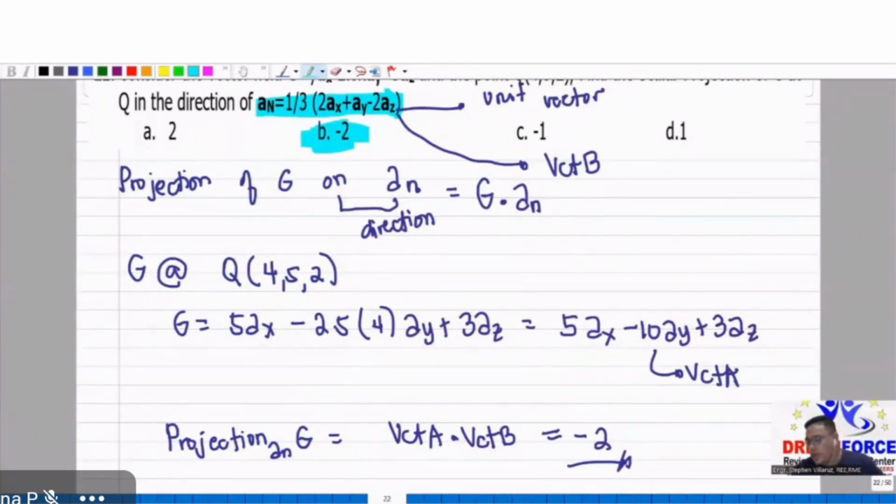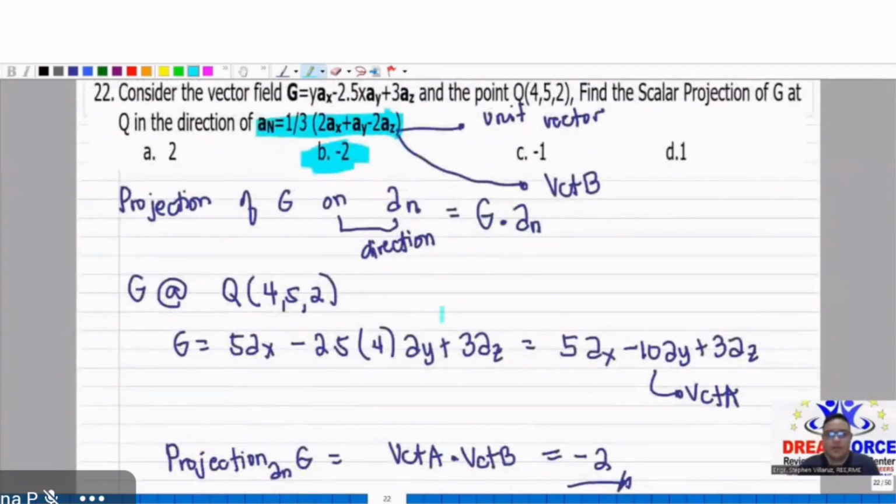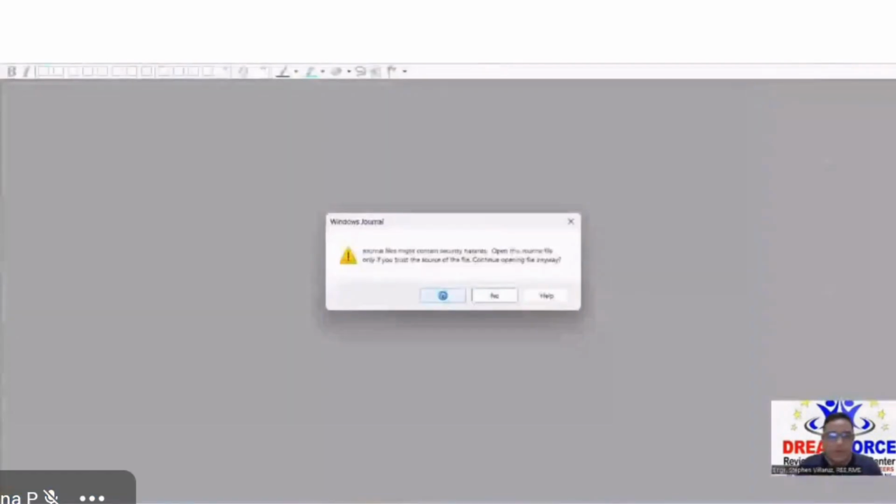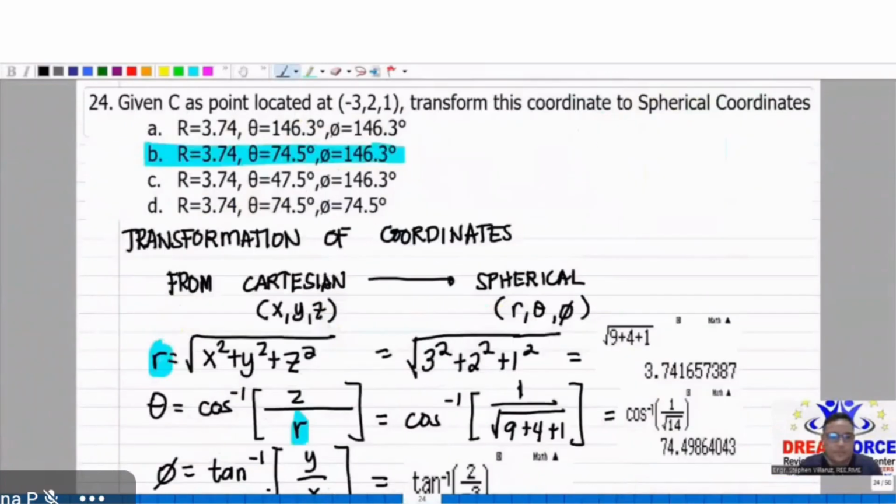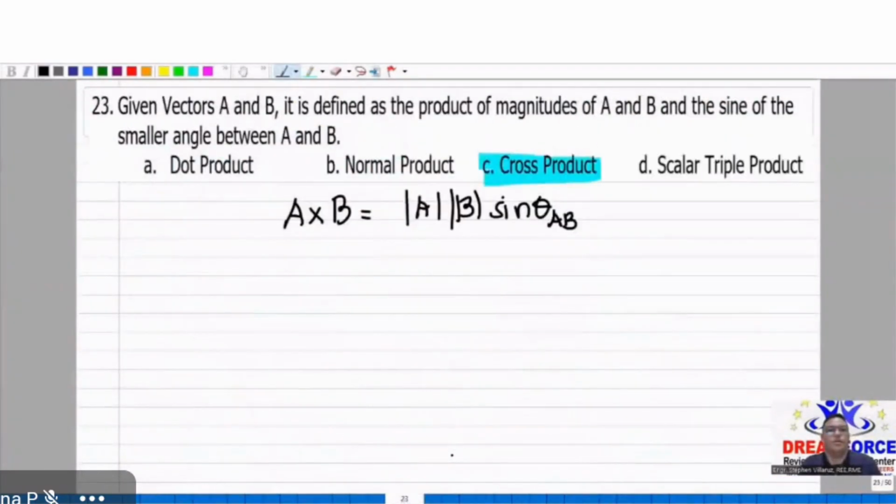Ayan. So, since hindi na kaya ng time natin, picturean na natin yung iba. Sige. Let's have number 23. Cross product yung sagot. Letter C. So, the sine of your smaller angle between A and B.